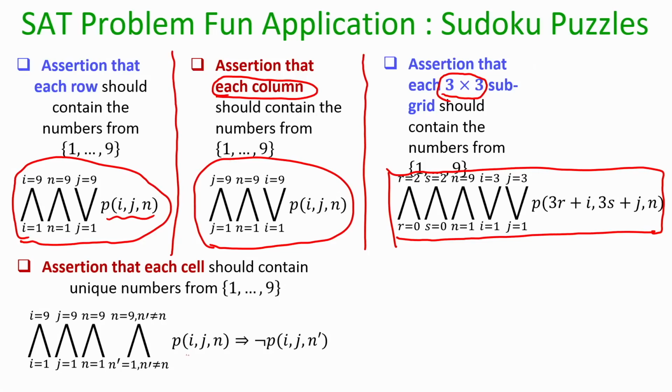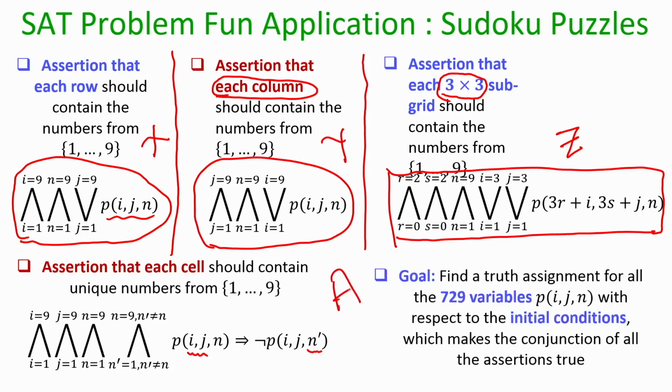This compound proposition says that once you have assigned the value n to a cell I comma j, then you cannot assign a different value n prime to the same cell I comma j, where n and n prime are different. So now we have 4 compound propositions. I have the compound proposition x, the compound proposition y, the compound proposition z, and I can call this compound proposition A.